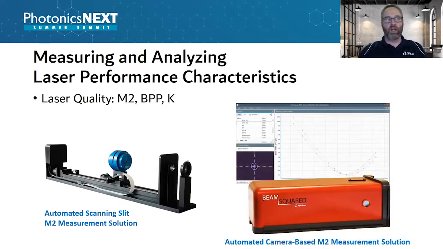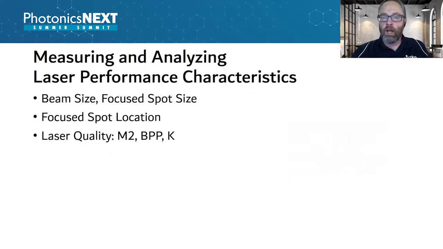And then pictured to the right here is called the Beam Square. This is a camera-based system. It effectively does the same thing. It moves both these systems. It moves the data acquisition device through the beam waist and analyzes the beam waist on the front and the back end of the focus spot and gives that information about the Rayleigh length and specifically about how the laser is focusing at the workpiece.